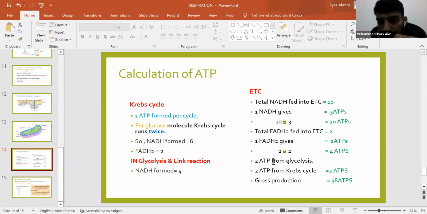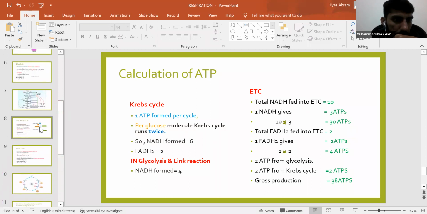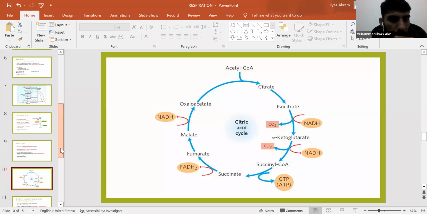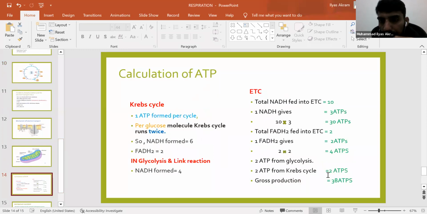The net gain of ATP from glycolysis is only 2 ATP molecules, and from the Krebs cycle we are getting 2 ATP molecules from this step here. This is from succinyl CoA to succinate. We are getting a single ATP molecule per pyruvate molecule, while another ATP is formed when the other pyruvate comes into the Krebs cycle. So the total number of ATP formed in the whole process will be 38 ATP molecules.